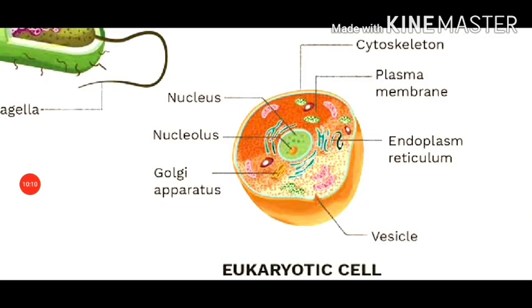On the other hand, cells like onion cells and cheek cells have a proper, well-organized nucleus with a nuclear membrane. Such cells are called eukaryotic cells, and all such organisms are called eukaryotes. All the organisms other than bacteria and blue-green algae are eukaryotes. Here the word eu means true, so they have a true nucleus present in them.